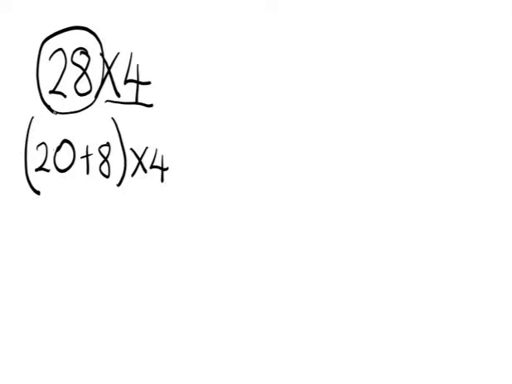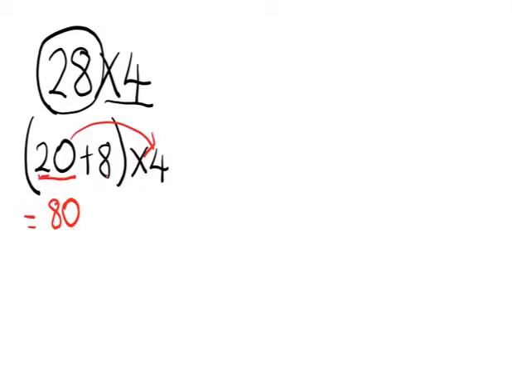First, we're going to take the 20 from 28 and multiply it with 4. So what is 20 times 4? Now, boys and girls, if you know that 4 times 2 is 8, then 20 times 4 is 80. You could either say 2 times 4 is 8 and 0 times 4 is 0, or you could just say 2 times 4 is 8 and just add a 0.